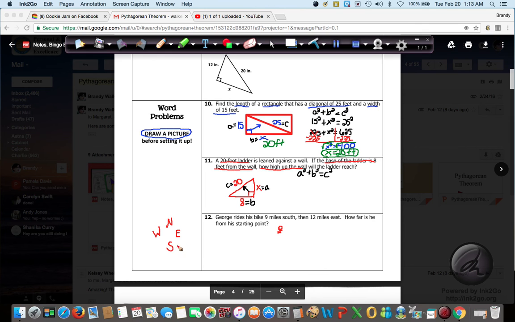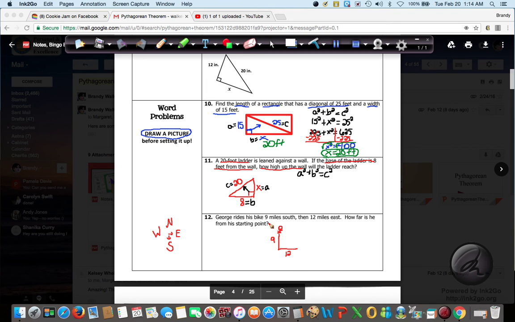So south is a down direction. So from wherever you start, you want to draw an arrow going down or a line going down. So first he went 9 miles south. Then he went 12 miles east, and east is to the right. So this is down, and this is to the right. So you don't go back up here. You want to go where you left off. So he goes 9 miles south, and then from there you're going to draw a line to the right for your 12 miles east.